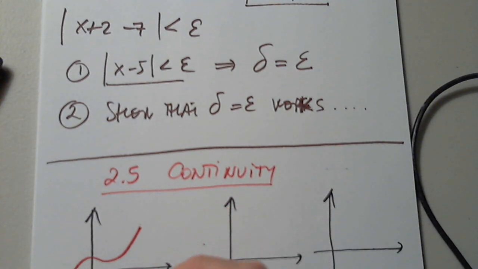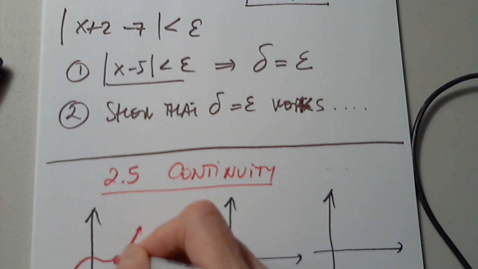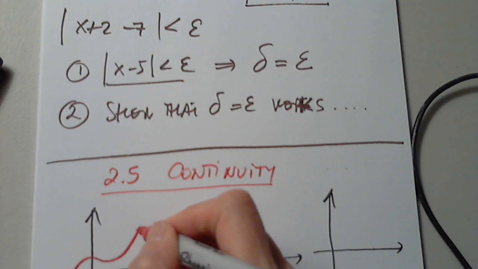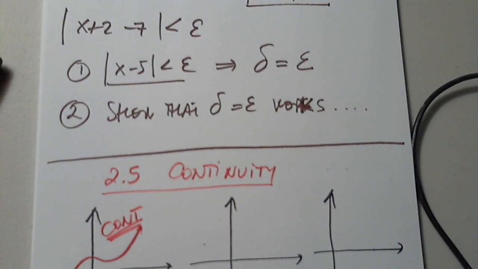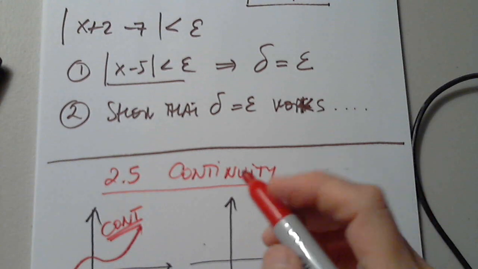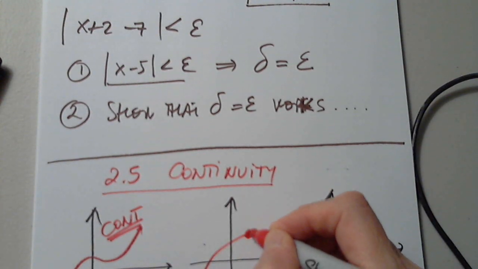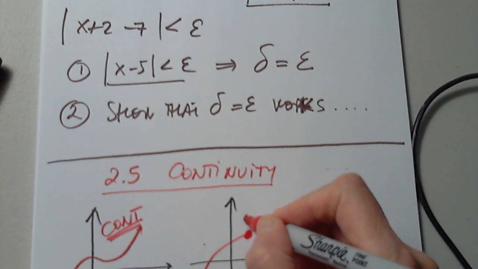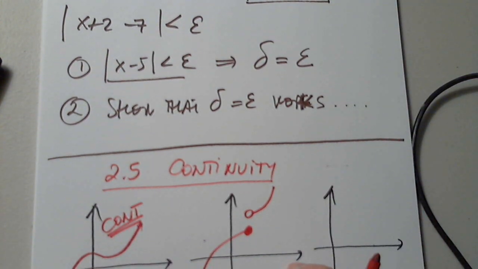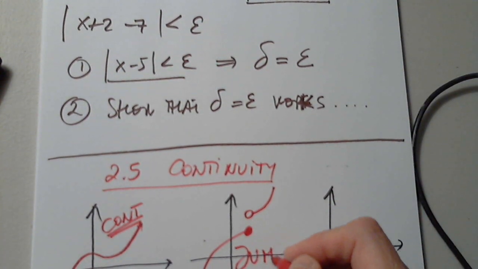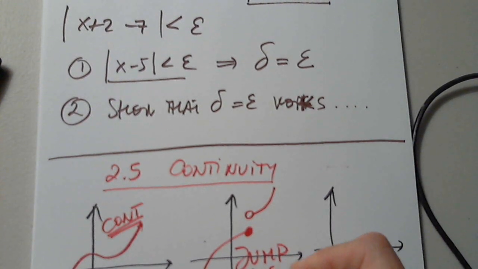Notice what happened. I started the function and I did not raise the marker off the paper at any point in time. This is a continuous function. Here's a second example. Up. This is not a continuous function. This is called a jump discontinuity.